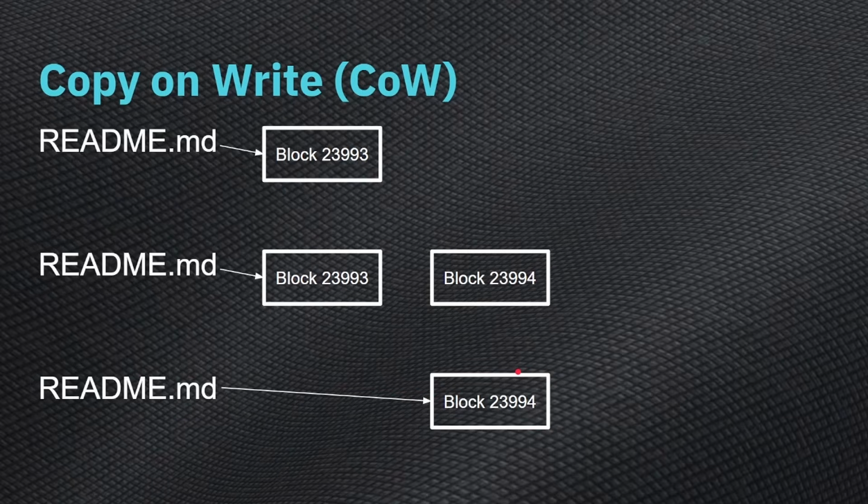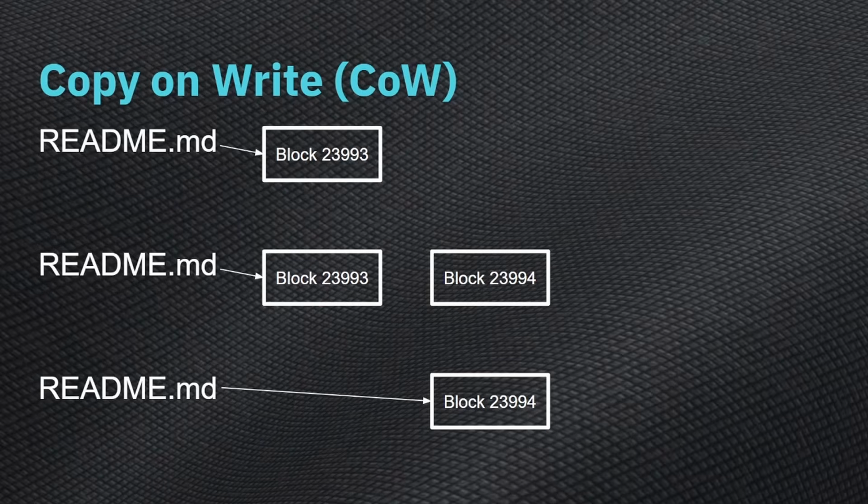So on write, you copy any existing data that you need that hasn't been changed, and you write out new blocks. You don't ever go back and modify existing blocks. And this block, 23993, because it's no longer used, gets put back into the pool of empty blocks that can be used for other files.